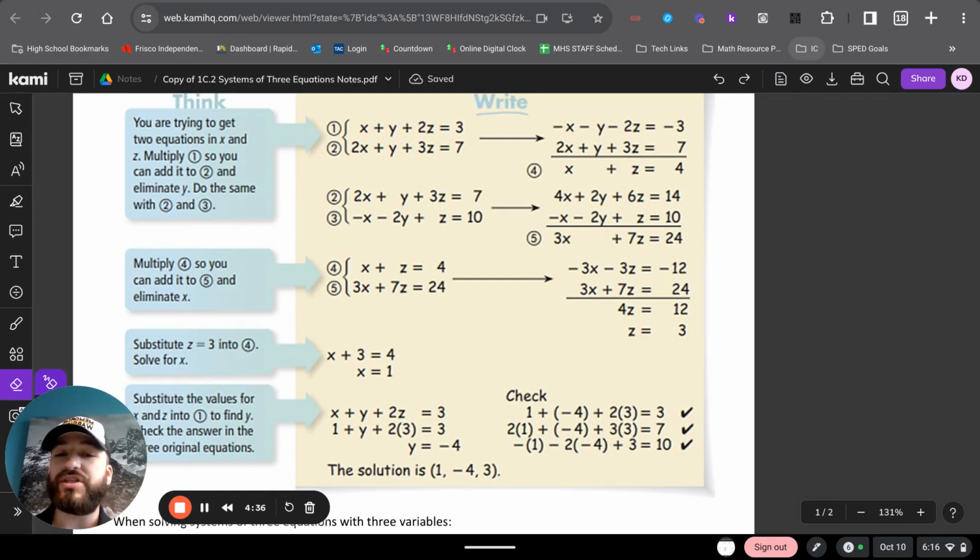You can write your solutions just like that, or you can write them as this combined solution set x comma y comma z. Now, once we have our solution, the last thing we always want to do is go back and check to make sure everything is correct. So I can plug those x, y, and z values back into all three of my equations.